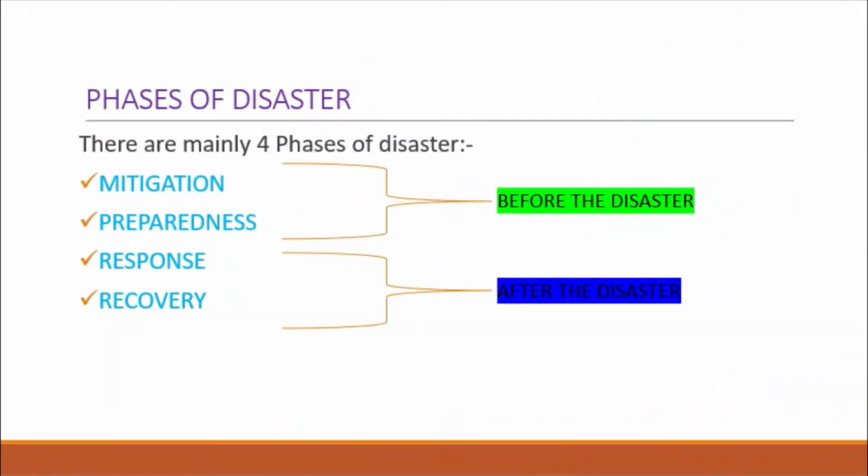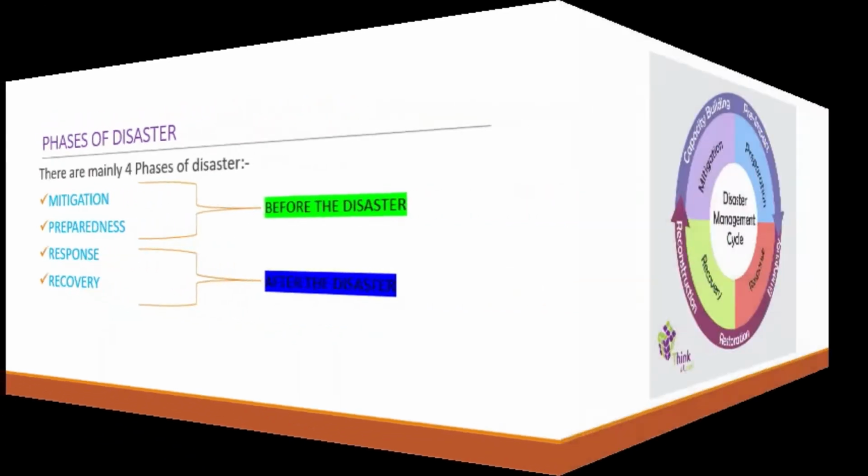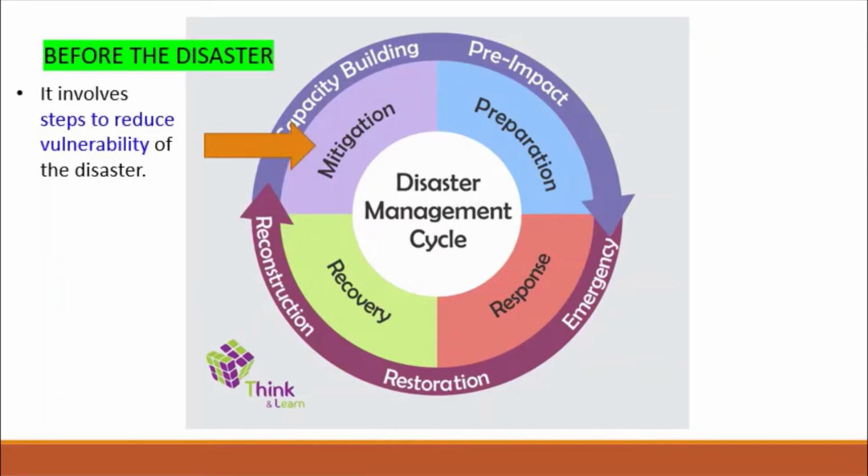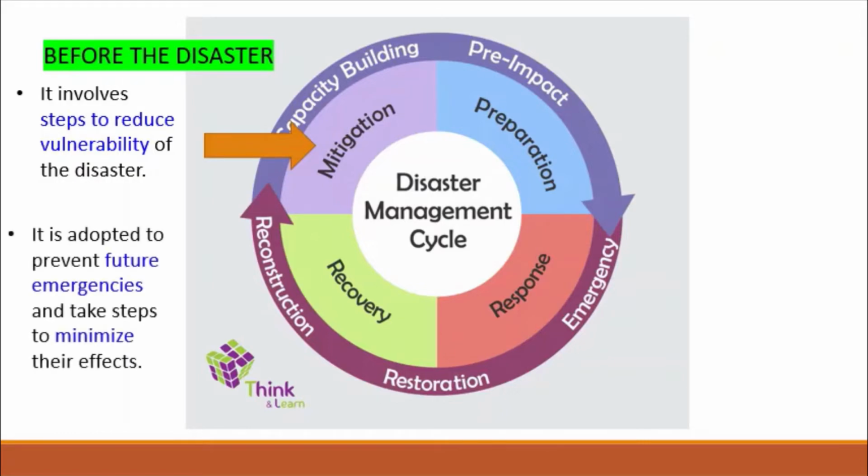So there are four phases of disaster, mainly mitigation, preparedness, response, and recovery. Mitigation and preparedness occur before the disaster, and response and recovery occur after the disaster. Before the disaster, mitigation. So what is mitigation? Mitigation involves steps to reduce the vulnerability to disaster, adopted for future emergencies, and taking steps to minimize their effects.